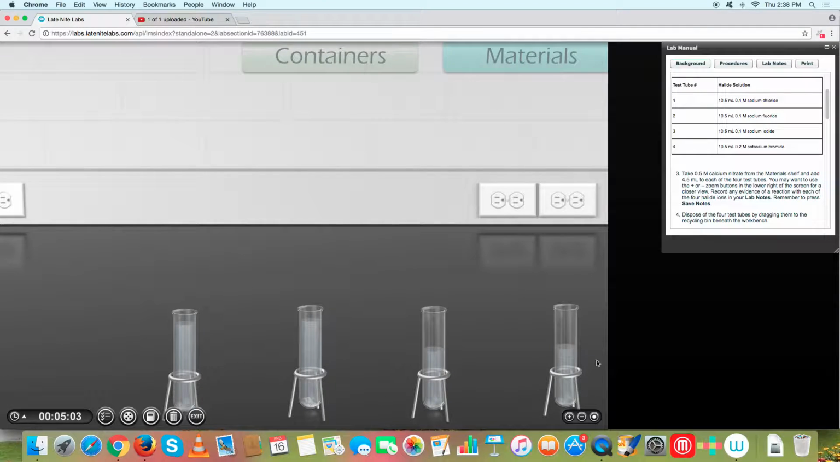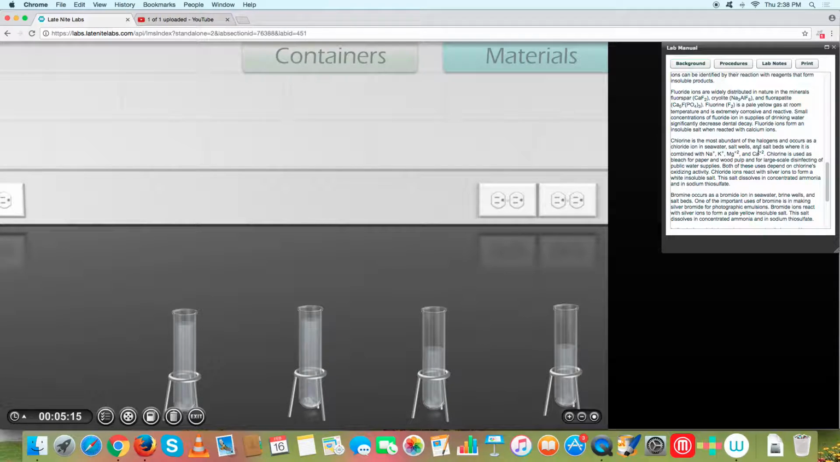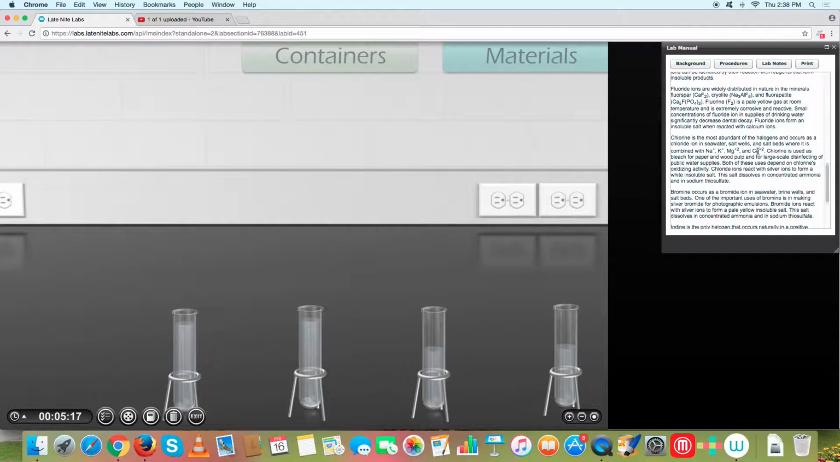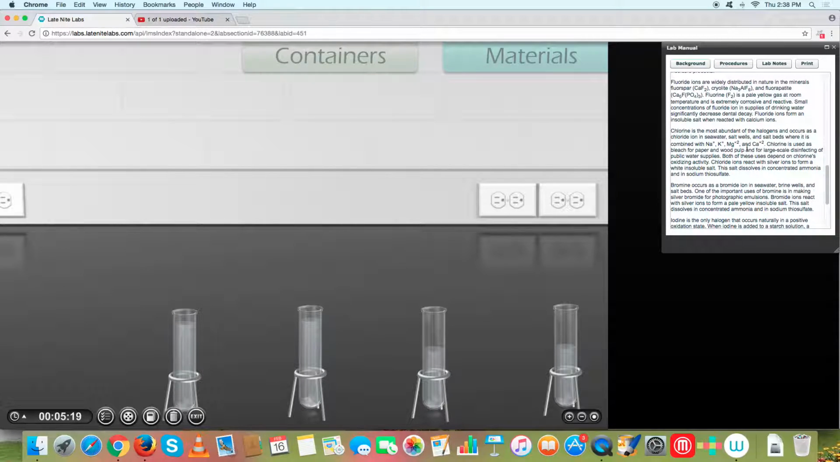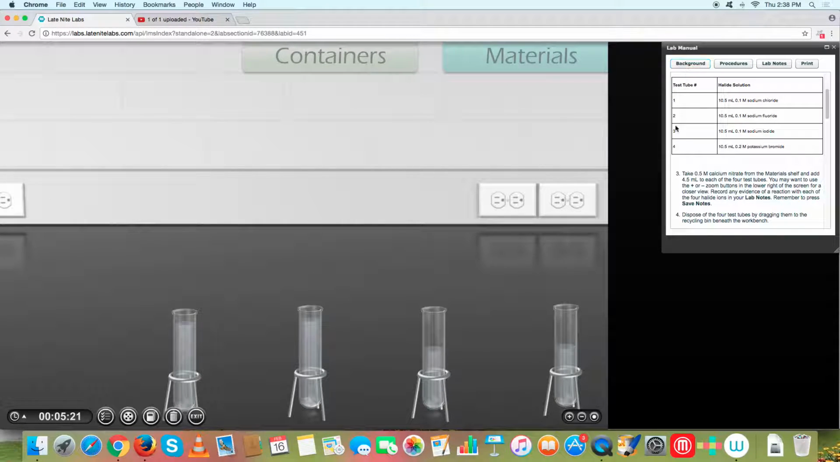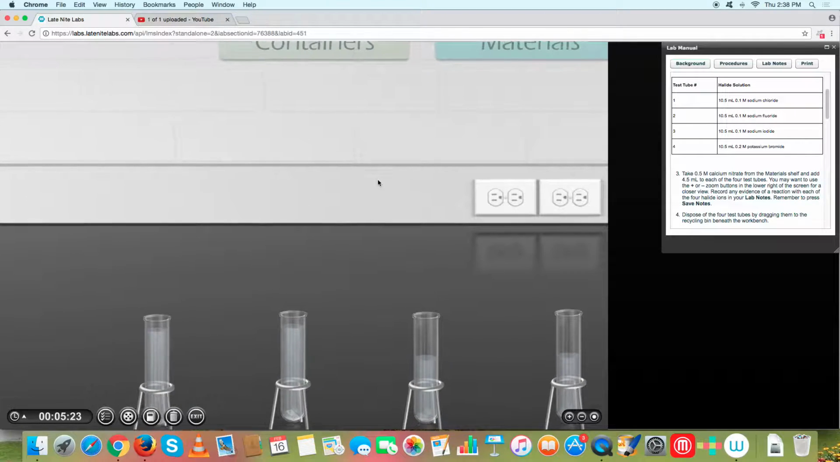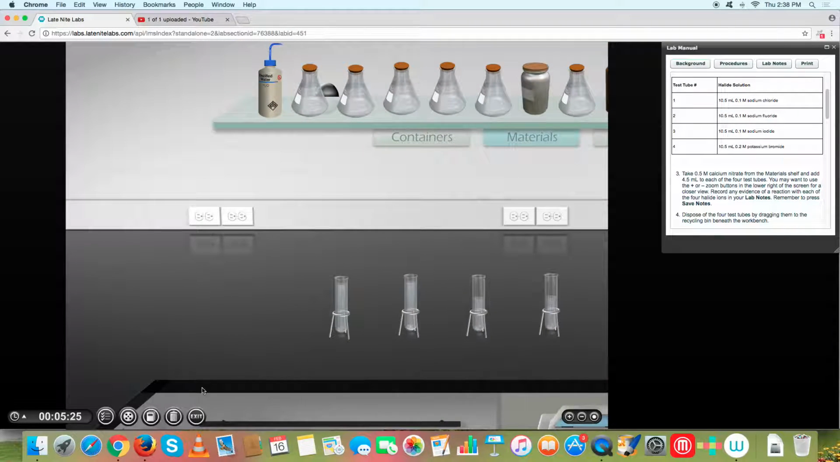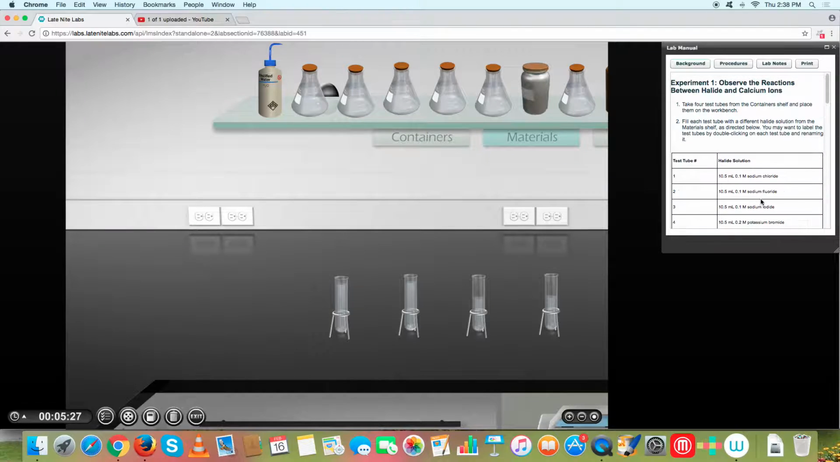Now, I can do the same thing to these, and you can see what result you're going to get from those as well. But this gives a good piece of information for us. What you can do is go back to the background, and you can see what was expected to have a reaction with calcium ions. After you've done all this, you can exit the lab once you've completed the procedure.